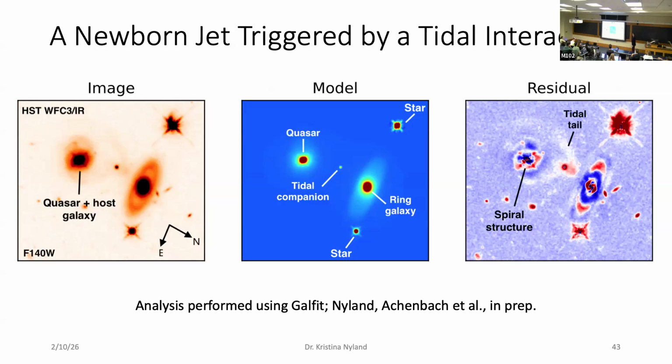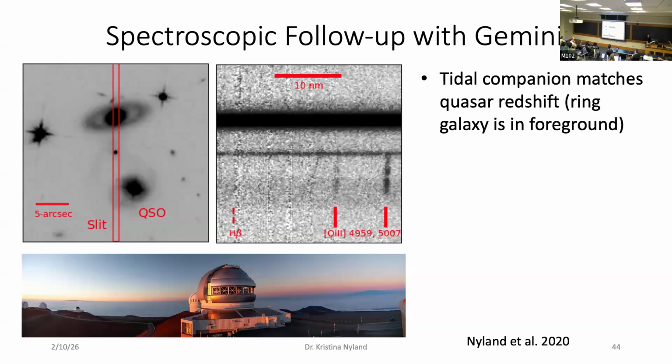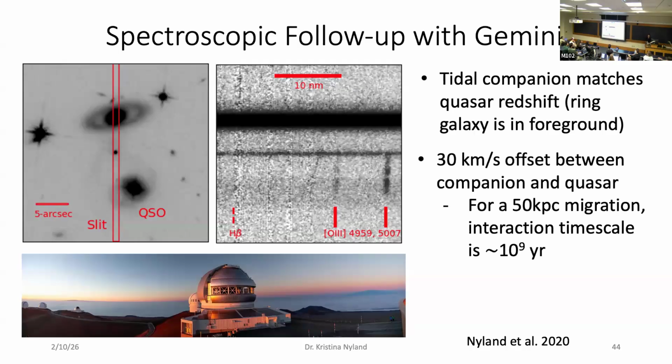with this quasar host. But we did some follow-up with Gemini, where we put the slit not through the quasar, since we already know its redshift, but through the tidal companion and through the ring galaxy. And long story short, the tidal companion matches the quasar redshift, but the ring galaxy is in the foreground.